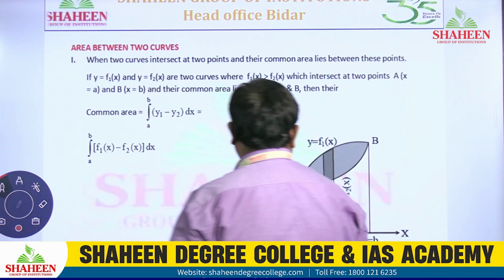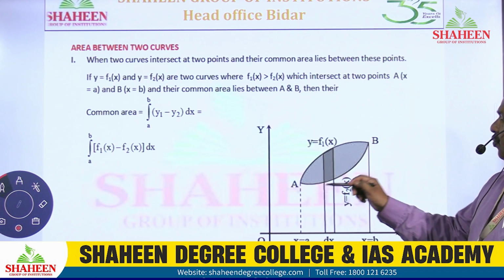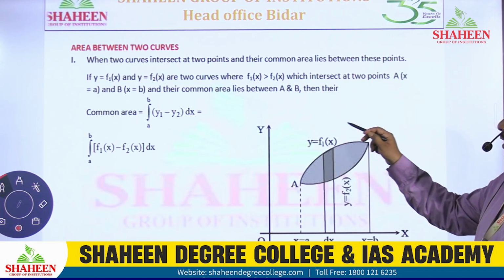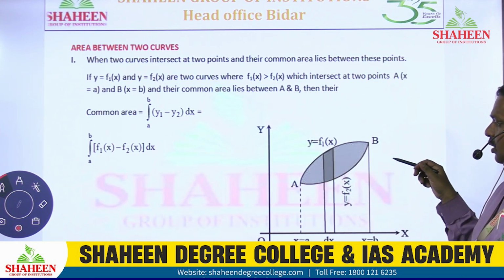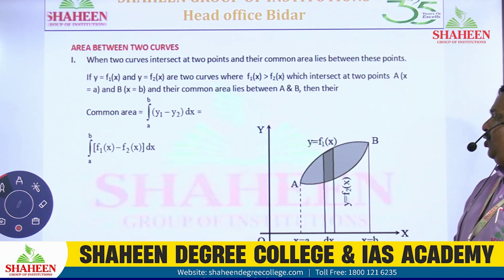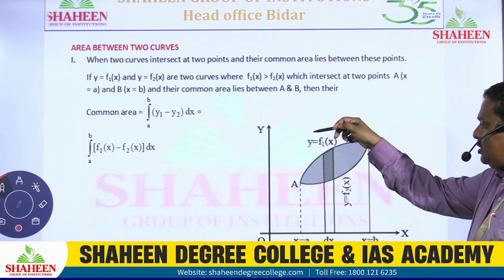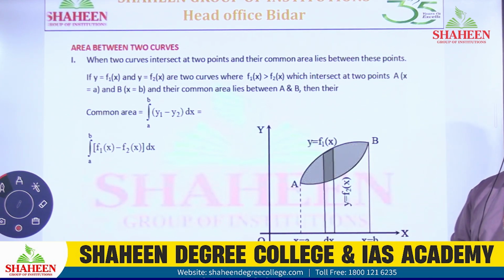You can see that in this diagram we have two curves. One is a to b above, and another one is a to b below. We require the area between these two curves. Then you find the upper area value, and then you find the lower area value, and subtracting these two areas, you will get the area between the curves.